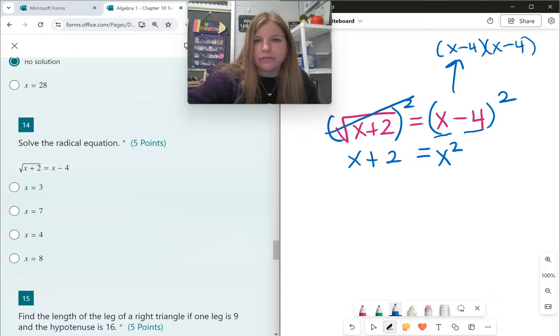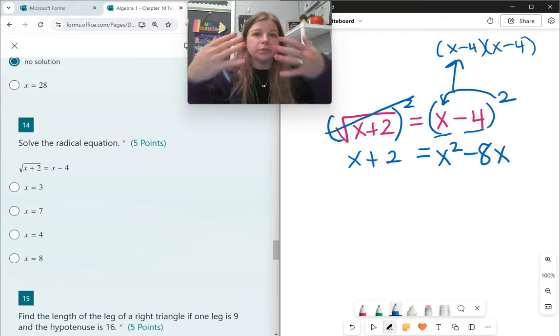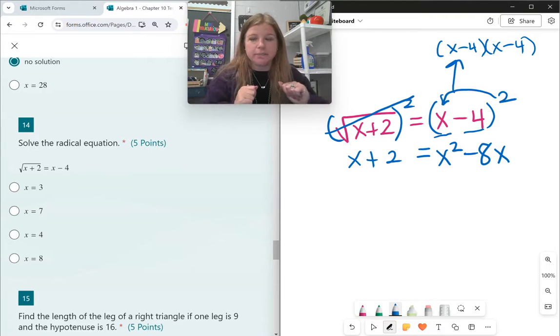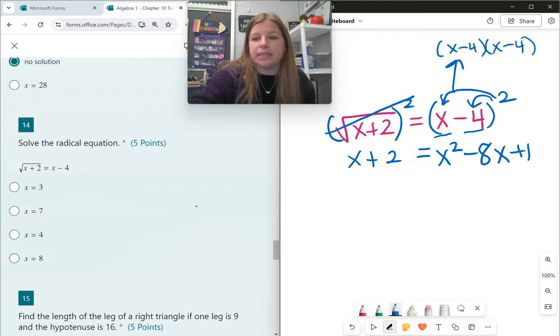What's x times negative 4? It's negative 4x. And then you double it. What's negative 4x doubled? It's negative 8x. And then you square the last term. So we squared the first term, got x squared. We multiplied x times negative 4, got negative 4x. You double it. That's how you get the middle term. Last term, you square the 4 at the end, and 4 squared is 16.